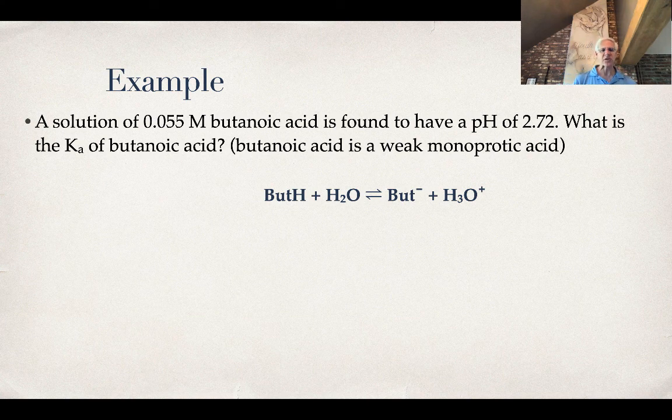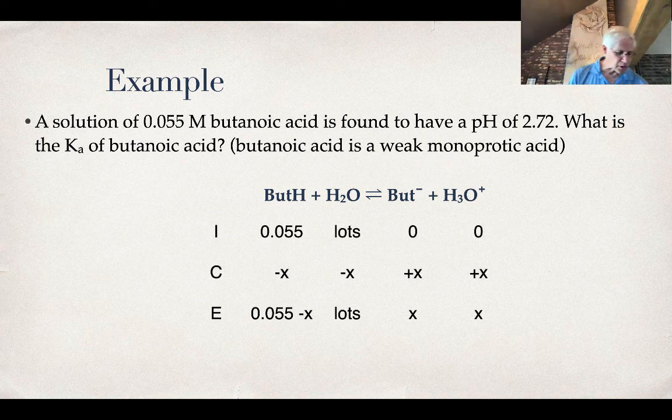Okay, so here's our reaction. Again, if you don't know what butanoic acid is, that's okay. But we have our BuH, that's our butanoic acid, plus water goes to Bu minus plus H3O plus. Let's put in what we know. We're just going to set up our ICE box the way we always would, and then we're going to go back in and fill in some stuff a little bit later. So we have our 0.055 butanoic acid. I got lots of water. A lot of times I'll just write lots because we don't really care about the water. If you don't write anything there, that's fine too.